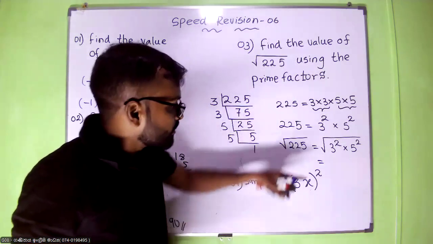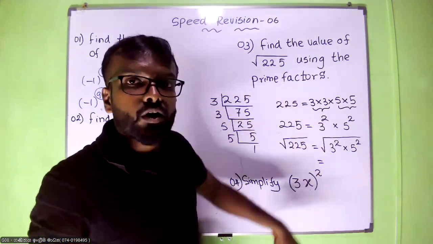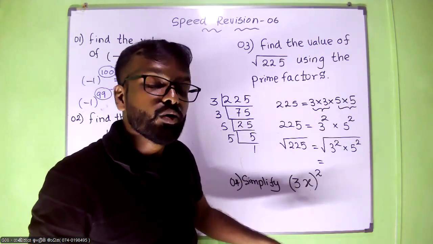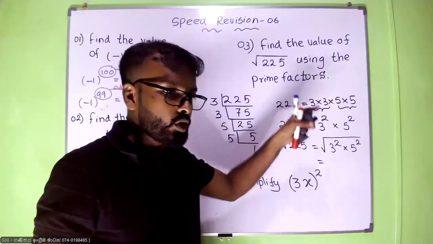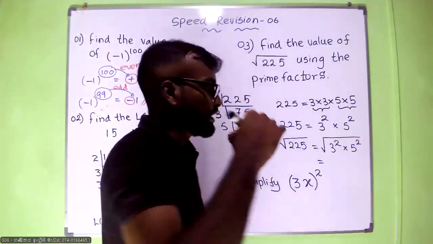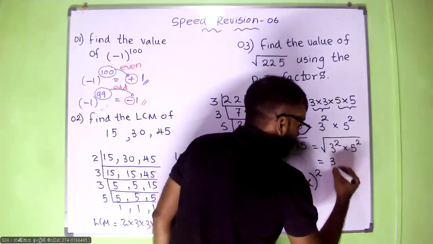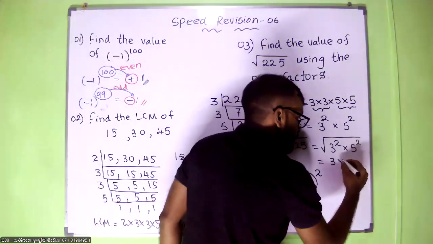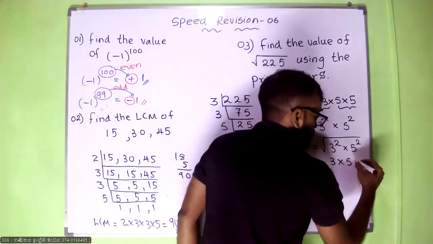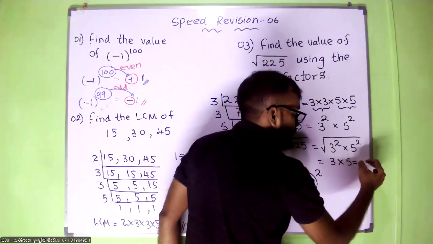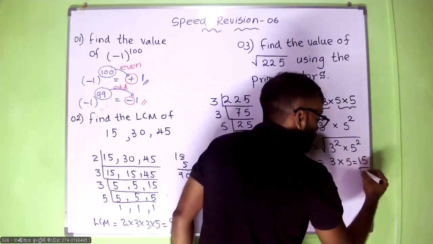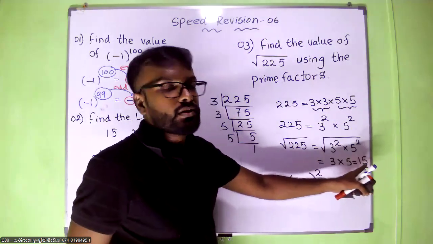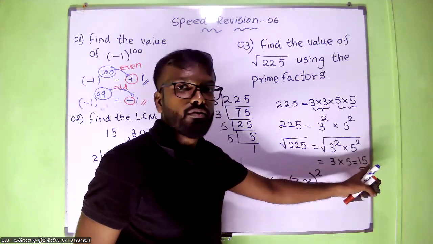Very interesting. Square root of 3 to the power 2. What is the square root of 3 to the power 2? 3. What is the square root of 5 to the power 2? 5. Multiply, so the answer is 3 times 5, 50. So the square root of 225 is 50.